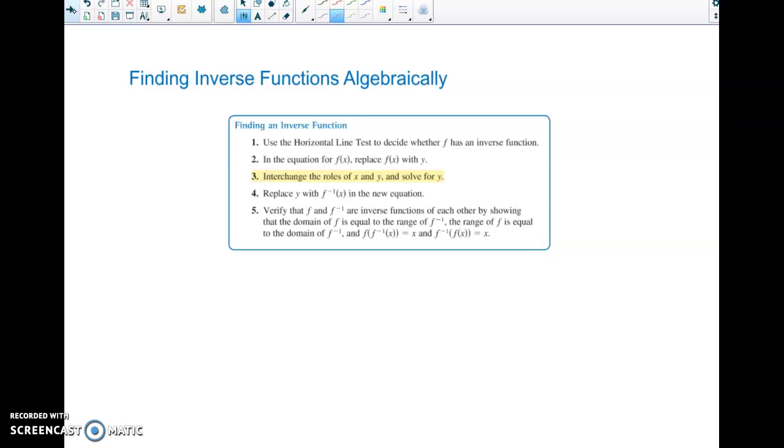All right, quickly, how I remember it. Check to see if it's 1 to 1, replace f of x with y, exchange x and y's role, and then solve for y.